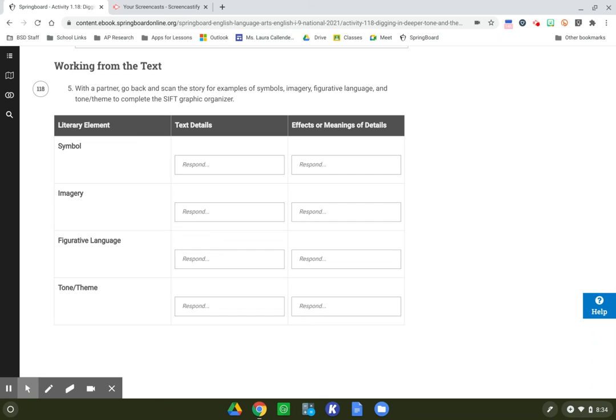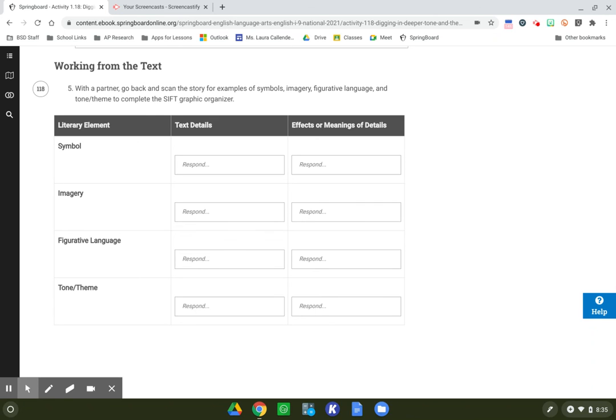And then lastly, now that we know that that's kind of the topic and that's the attitude about the topic, what is the message? What is the author trying to tell us about what happened here, or about mechanical things, or about people, or about destruction?